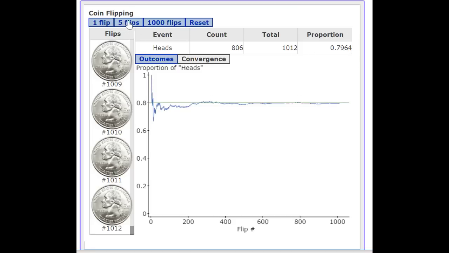Now if we flipped it another 1,000 times, my empirical probability would be 1610 divided by 2012, which would give me a proportion of 0.8002, or 80.02%. Very close to the real one. So if I didn't know what the real one was, this would be my empirical probability, right?